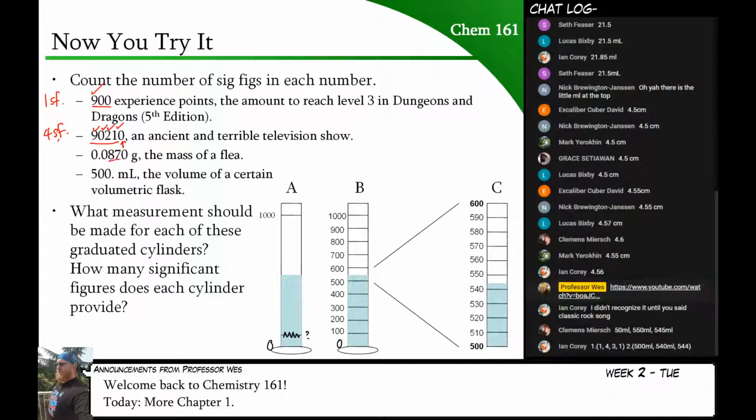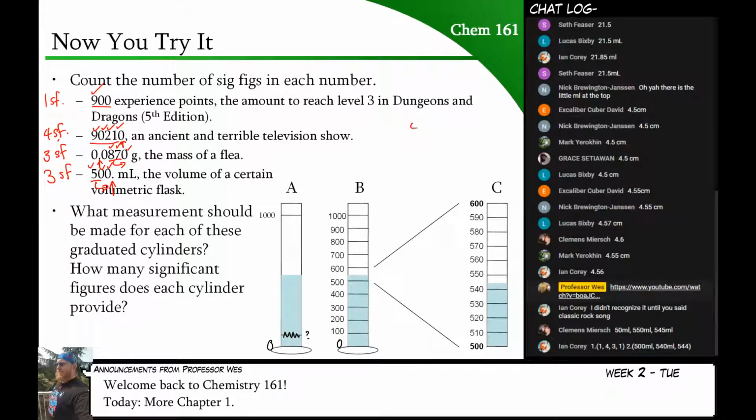For the mass of this flea right here, I have 2 that are non-zero, so they definitely count. I do have a decimal, so everything to the right is significant, and everything to the left is not. So there are 3 sig figs in this one. And then 500, watch out, there's a decimal here, so the same rule applies. So this 5 is significant, and then everything to the right of it is also significant. So there are 3 sig figs in 500 dot milliliters.